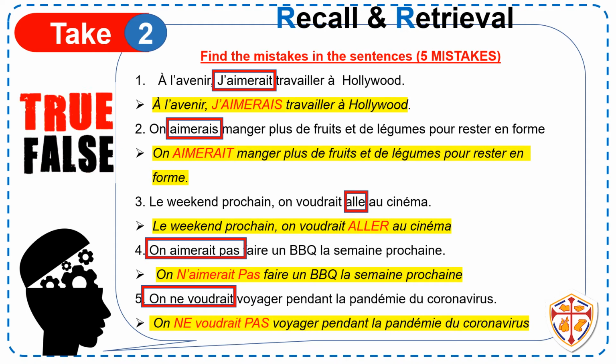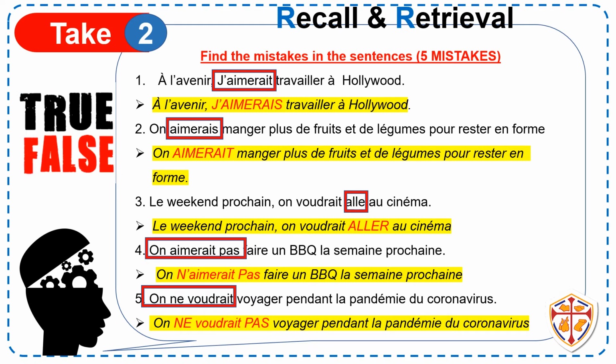On number 3, le week-end prochain, on voudrait aller au cinéma. This shows that the word aller is the mistake because remember, after voudrait and aimerait, you need an infinitive. Therefore, the answer is on voudrait aller au cinéma.